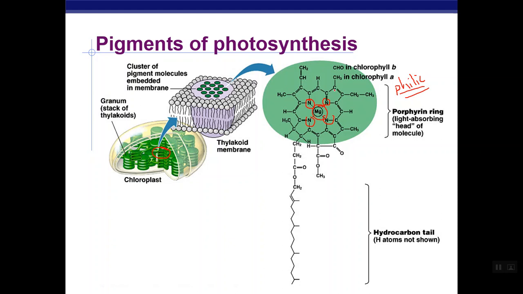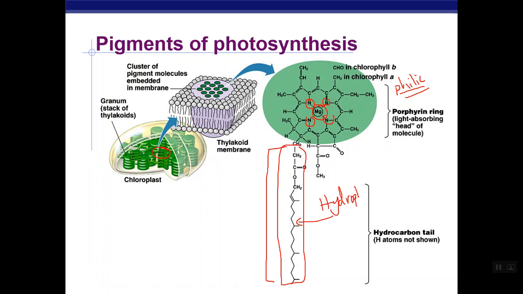That's going to be facing the outside of the thylakoid membrane. The inner portion, the portion that's going to be in with all the fatty acids, is this fatty acid looking tail. It has a lot of carbons and hydrogens, especially down in here. This is your hydrophobic region. So this is anchored just like a protein would be anchored due to its phobicity or philicity. I don't know if I just made that up, but in the same way, this is anchored into the thylakoid membrane.